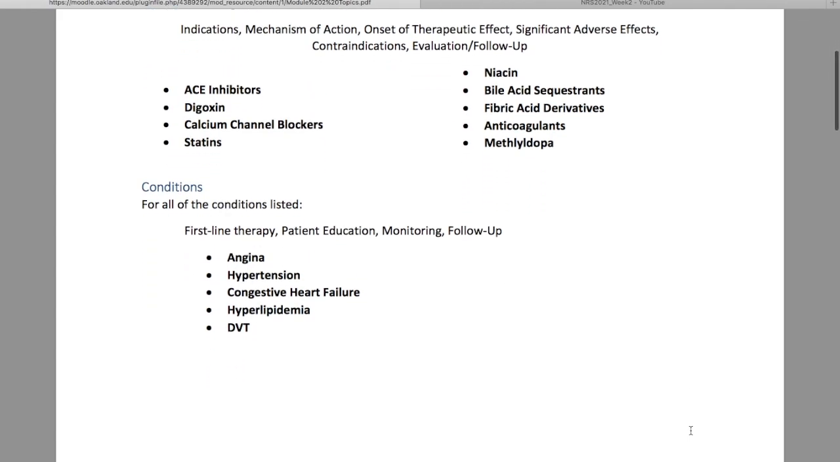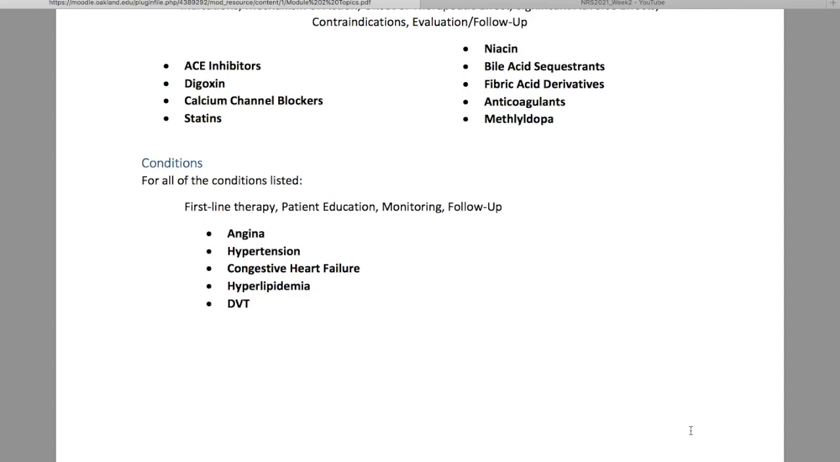For the conditions that we're going to cover in the cardiovascular system, we've got angina, hypertension, congestive heart failure, hyperlipidemia, and DVTs. For these conditions, you're going to want to know the first-line therapy. So what is the first-line medication or treatment for the condition? Also, how should you educate patients with that condition in regards to the pharmacotherapeutic and non-pharmacotherapeutic treatment plan? How do you monitor those patients? Are there any labs that need to be drawn if patients are on medications to treat these conditions? And when do you follow up with your patients?